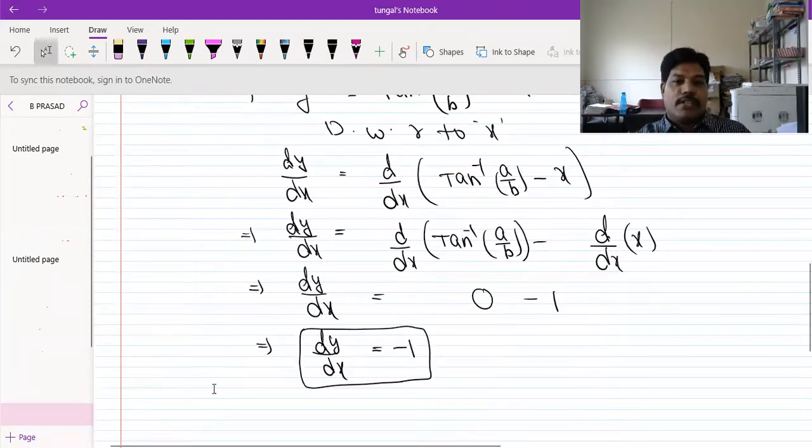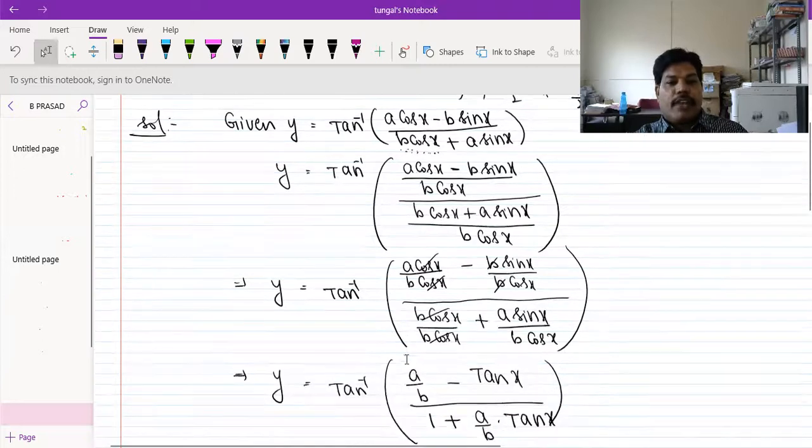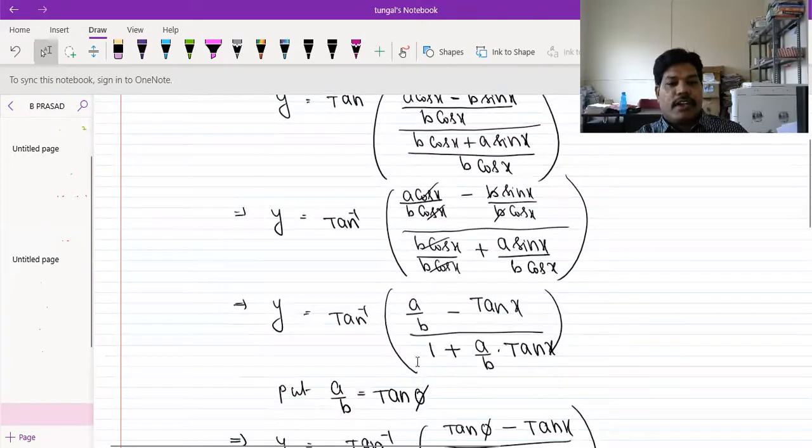So see that question, students. What is the y value? Y is equal to tan inverse of (a cos x minus b sin x) by (b cos x plus a sin x). Here b cos x is there in the denominator, the first term. So I am dividing the numerator and the denominator by b cos x. If you cancel all the terms, y is equal to tan inverse of (a by b minus tan x) by (1 plus a by b into tan x).